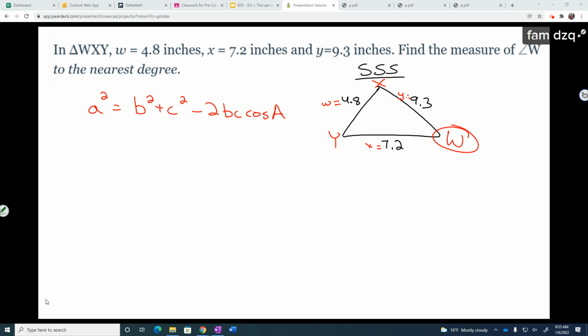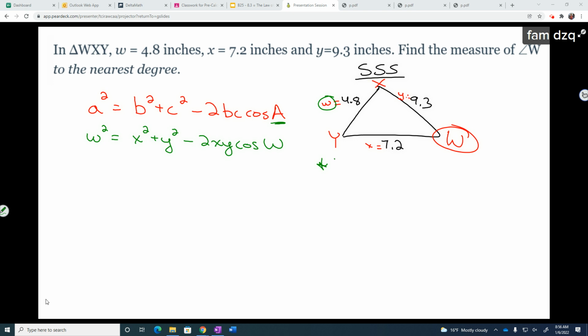What do you think we would start with? What number would we start with? Right, 4.8, because we want to start with w, because w would be the only one that would have w in the equation, right? And this particular one, it would be like w squared equals x squared plus y squared minus 2xy cosine of big W. Essentially what it is. You don't have to write that out every time. But we'll always start with whatever angle we're trying to find.